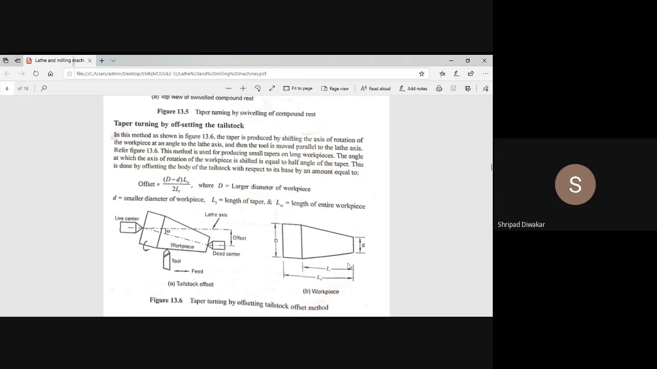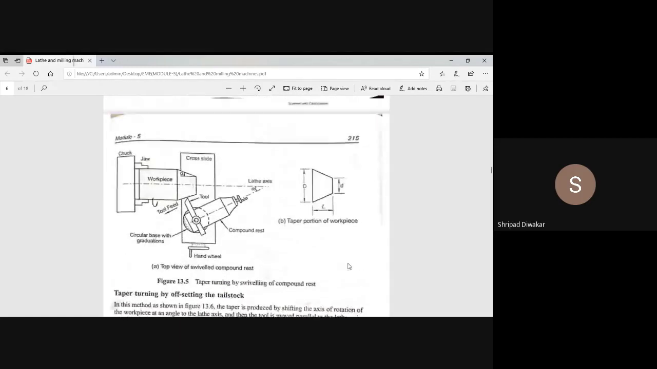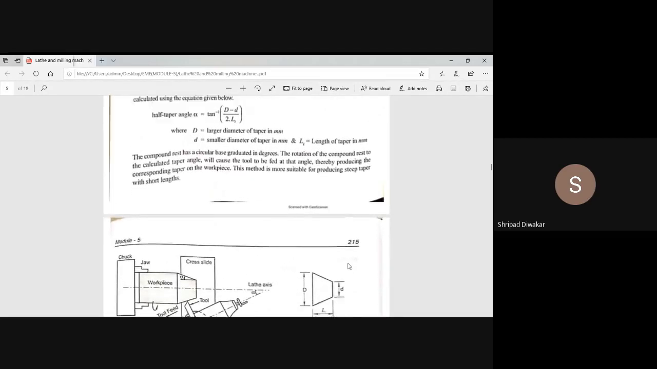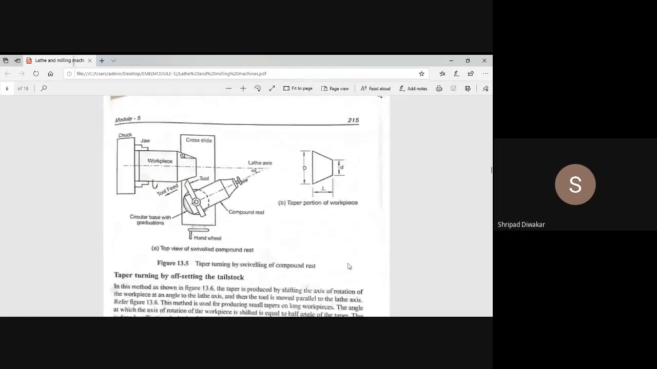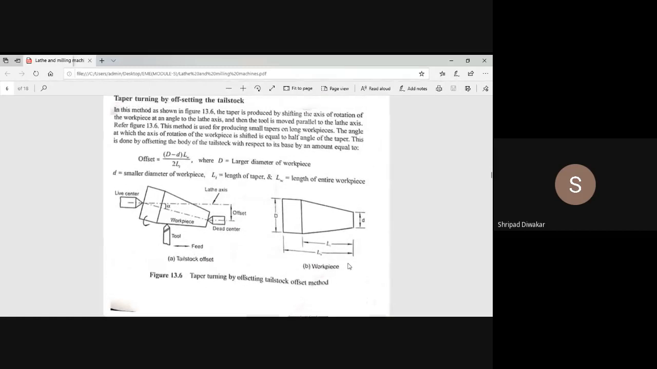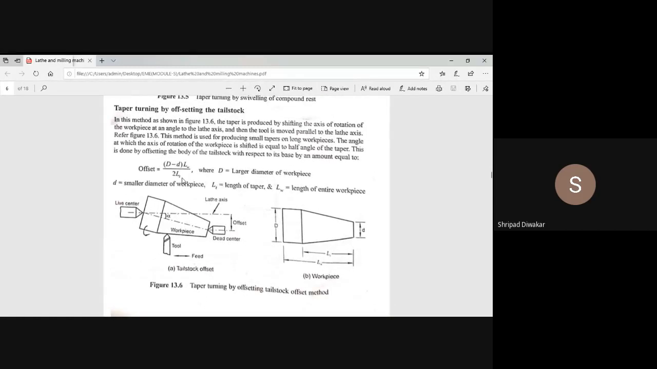But in case of swiveling the compound rest, we need only three parameters. The length of the workpiece is not required, but in case of the offsetting method, we need the entire length of the workpiece. So first we should remember this formula: capital D minus small d, into LW, that is the entire length of the workpiece, divided by 2 LT, where LT is the length of the taper, how much length we want.